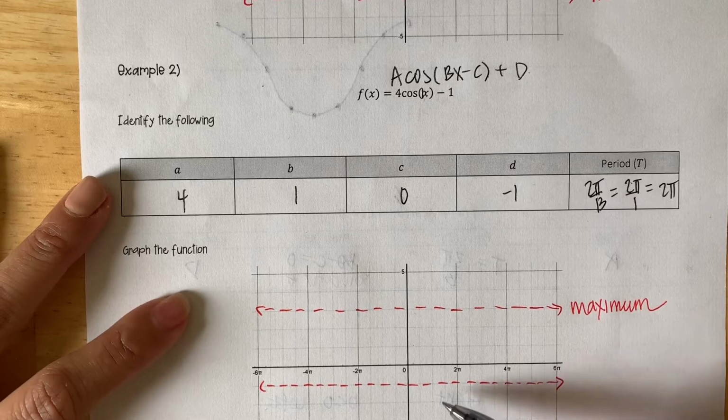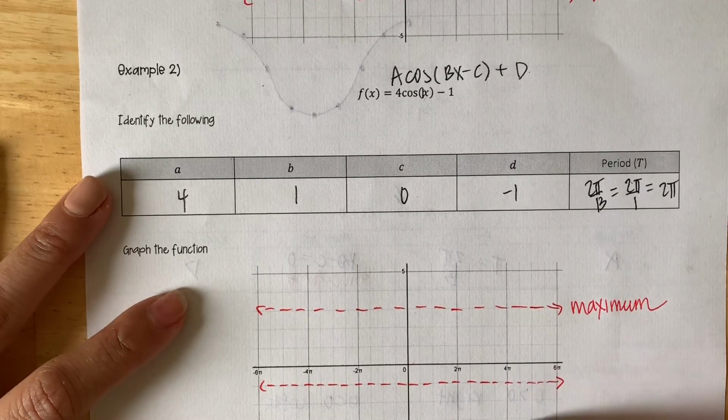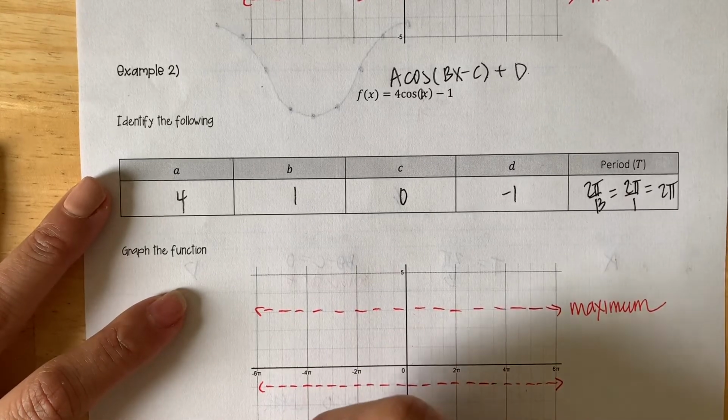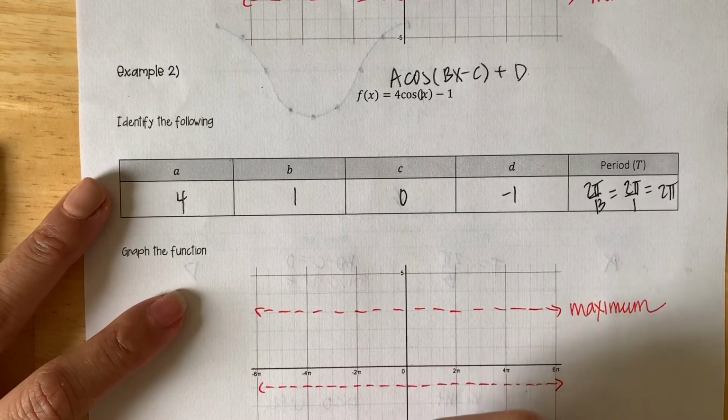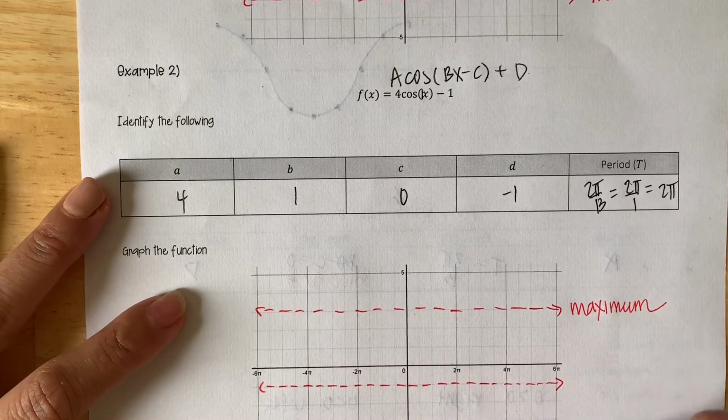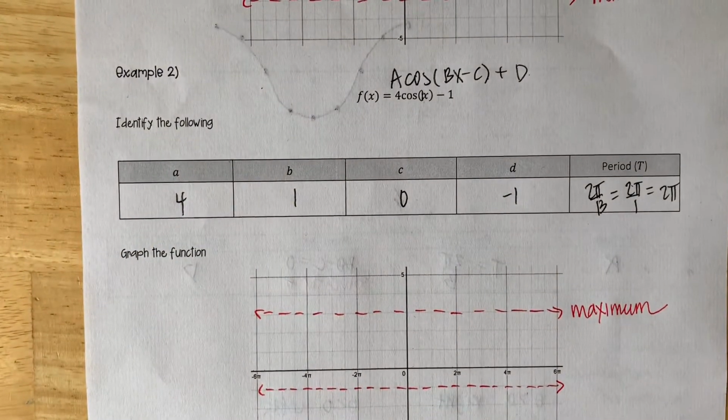And then from -1, we're gonna go down 4: 1, 2, 3, 4. That means at -5, we are going to have our minimum.